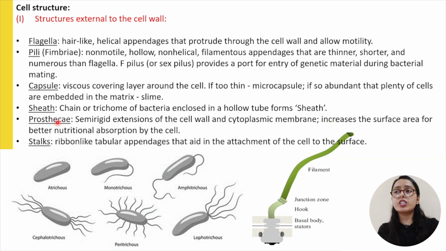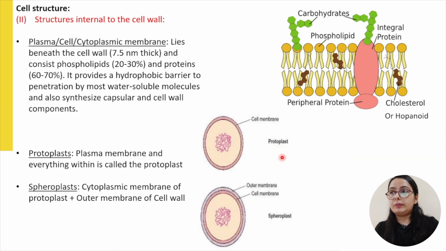The last structure which is external to the cell wall is stalks. So stalks are ribbon-like tubular appendages which help in the attachment of the cell to the surface. So stalks are responsible for providing a grip to bacteria in the environment.